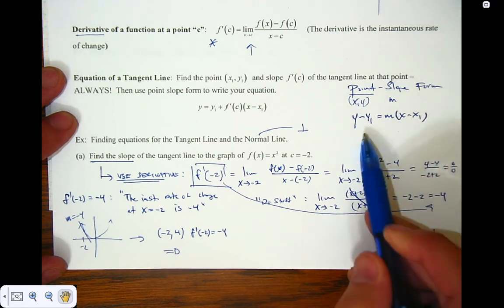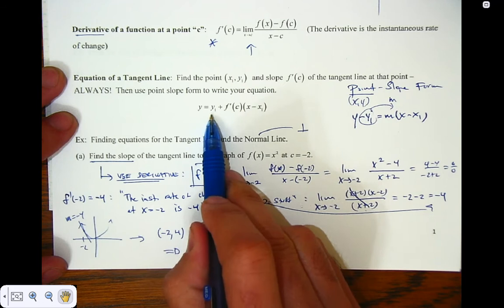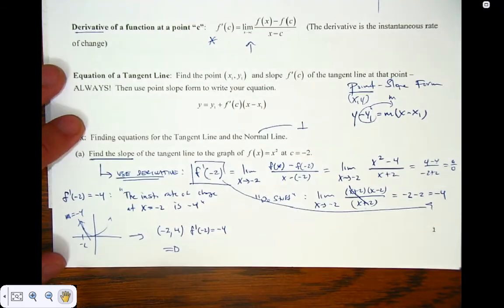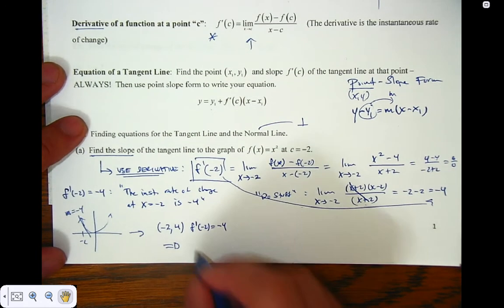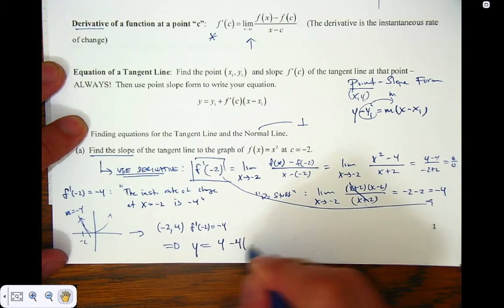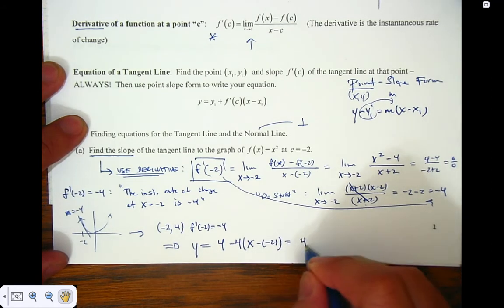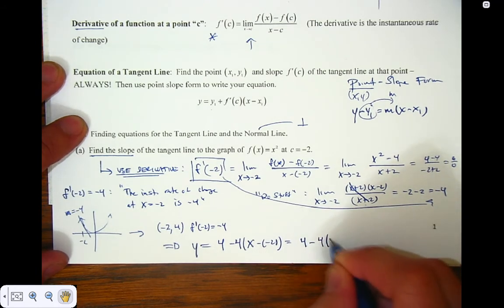That's fine. But what's up with this? Well, just move this guy to the other side and it becomes positive. Okay, so in calc, always the way that we're going to write our lines, we're going to say y equals, okay, the y value. What's the y value? 4. Right? Minus the slope times x minus the x value there. Okay? Which is simply 4 minus 4 times x plus 2.